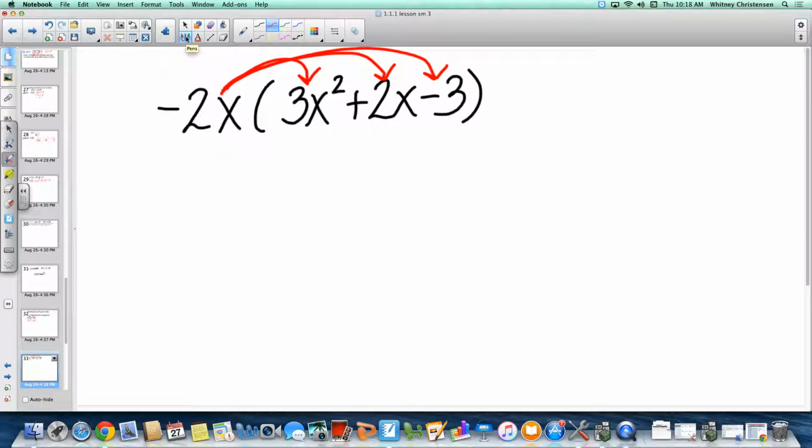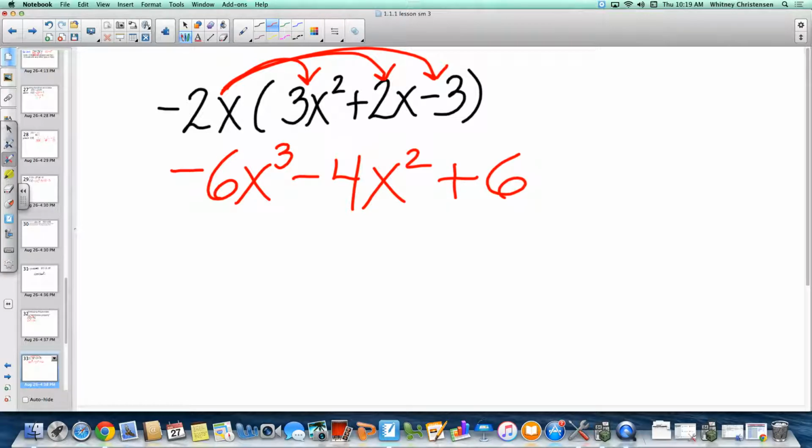Negative 2x times 3x squared. What do we get? Negative 6x cubed. Good. Does everybody get where I got negative 6x cubed? Okay. Negative 2x times 2x. Is it positive 4? No. Negative 4x squared. Good. And then negative 2x times negative 3, plus 6x. And then I would combine my terms if I could, but in this case, I can't. Does that make sense, everybody?